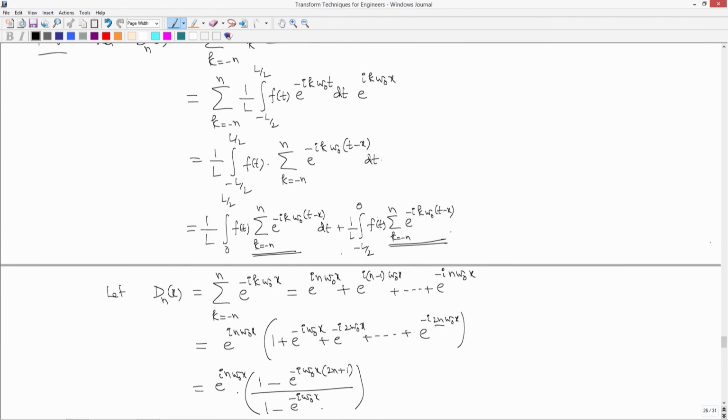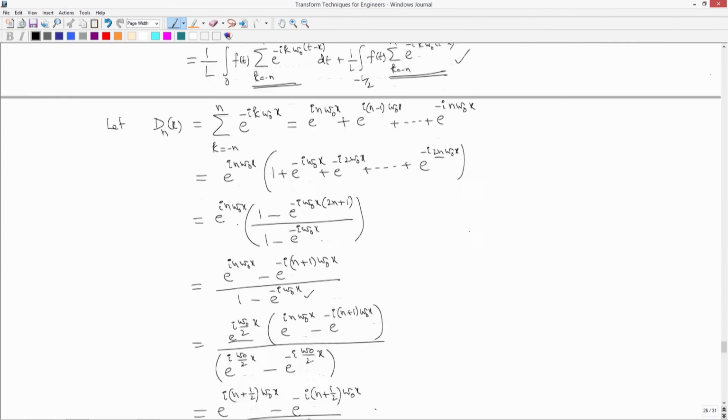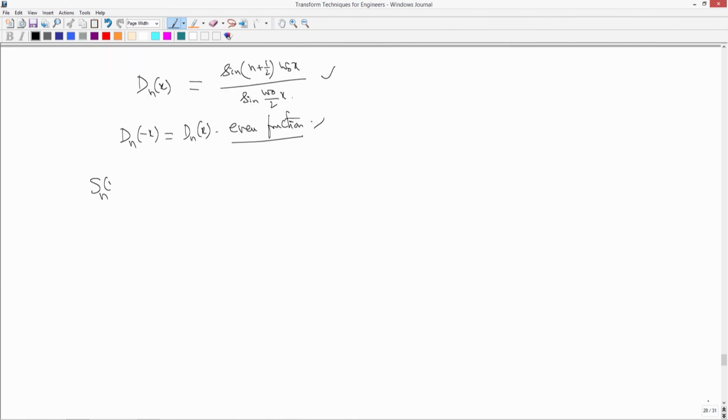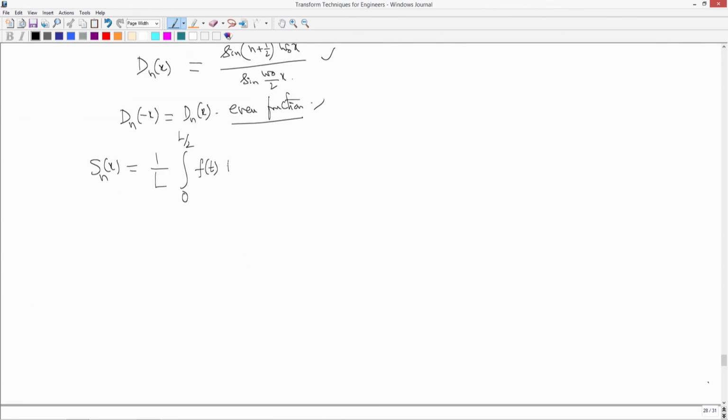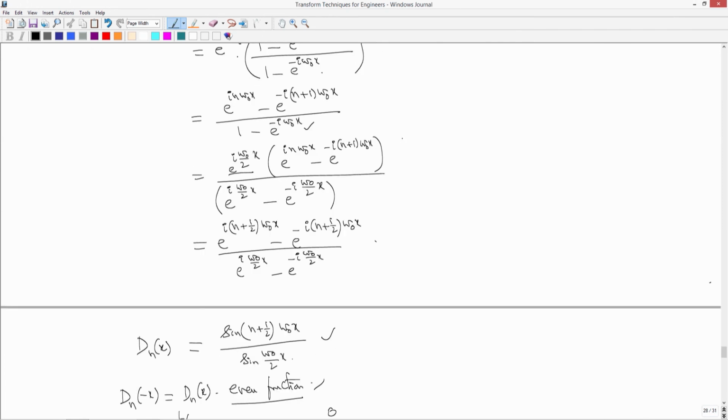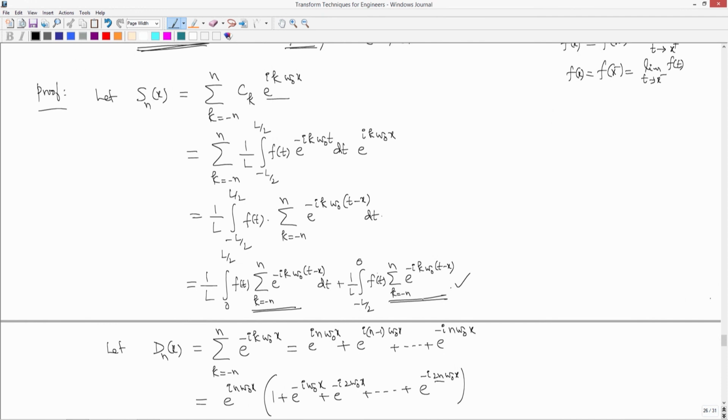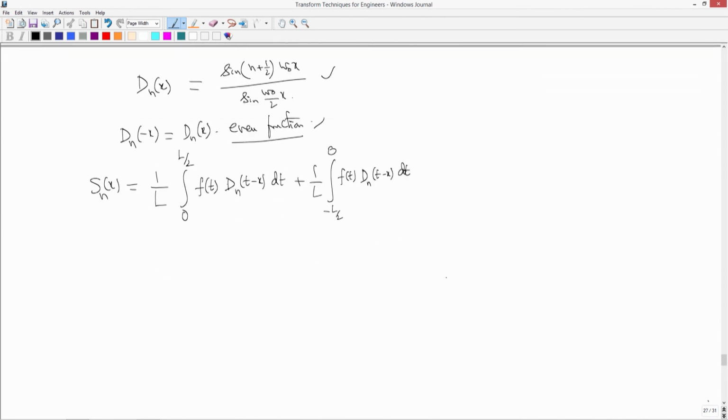So, if you use this, what happens to your Sn? Sn of x is 1 by L integral 0 to L by 2 of f of t dn of t minus x dt, plus 1 by L integral minus L by 2 to 0 of f of t dn of t minus x dt. That is also the same, right? So, you can see that both sides are the same. So, you just split that integral.